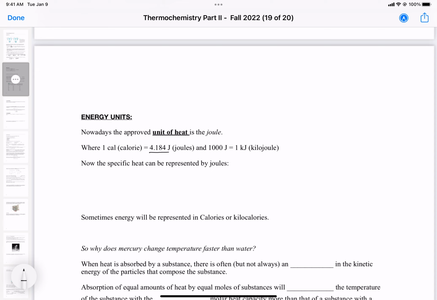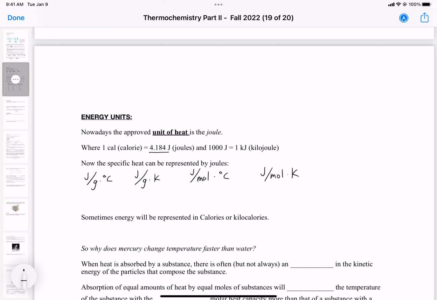Now we can replace calorie in our specific heat unit with joules. So it turns into joule per gram degrees Celsius, or joule per gram Kelvin. And we can also convert this to the molar heat capacity: joule per mole Kelvin, joule per mole degree Celsius. So you can expect these different units. You may see either of these.